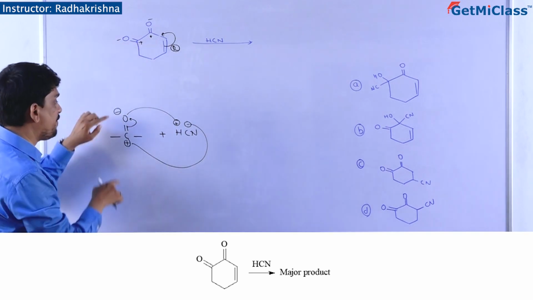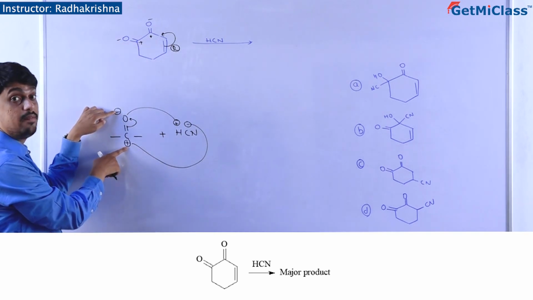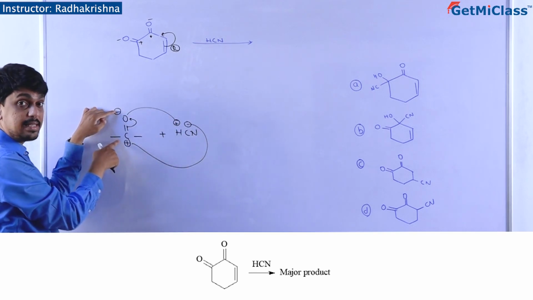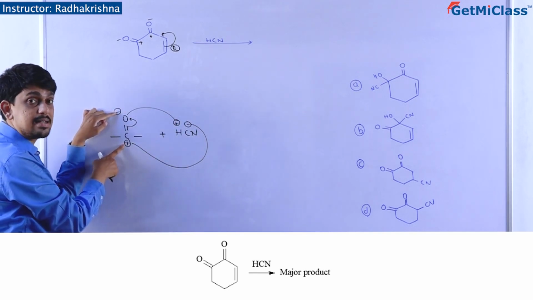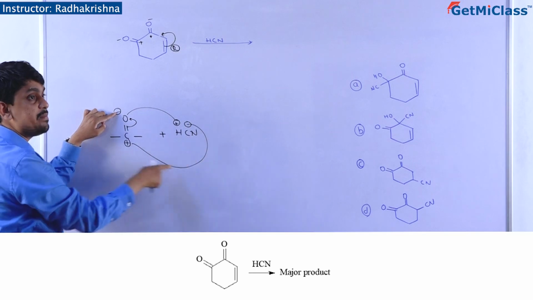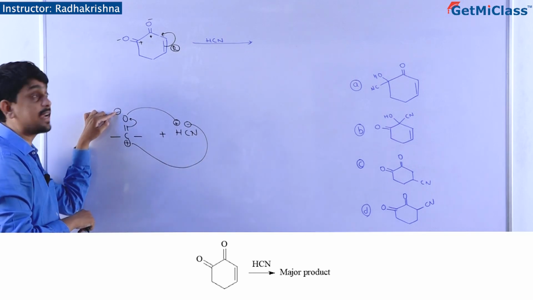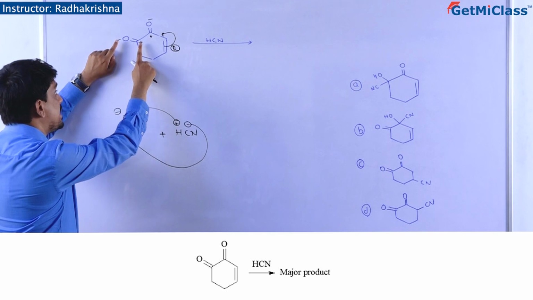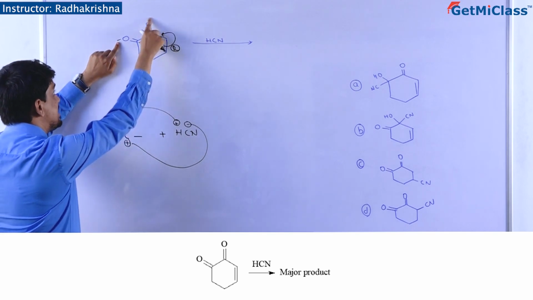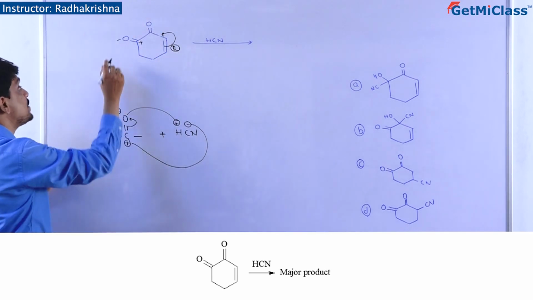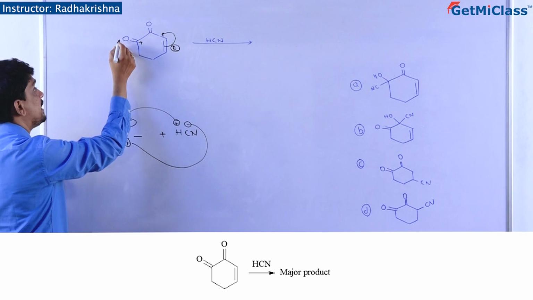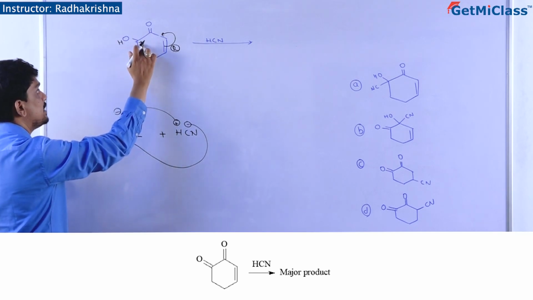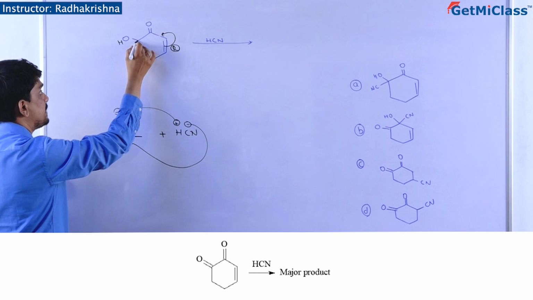I know that for an addition reaction, when charges are big, addition becomes easy. When our charges are small, addition becomes difficult. That means charges are big, so addition takes place here, not here. So exactly what happened: O minus takes up H plus, and the double bond becomes single, and this plus takes up CN minus.